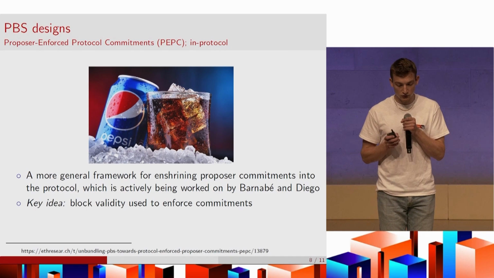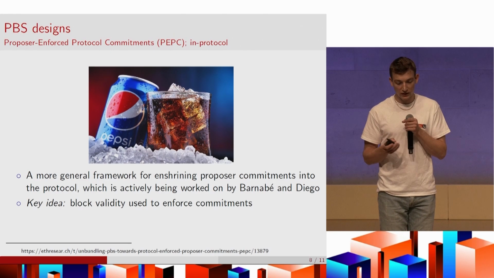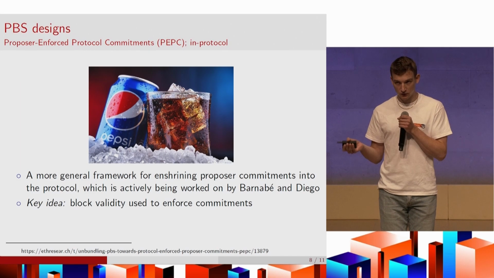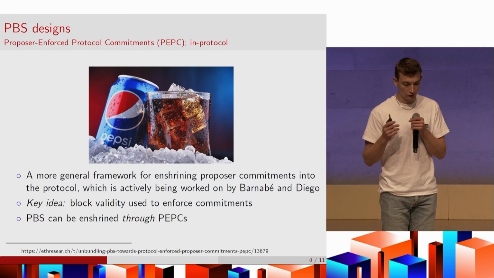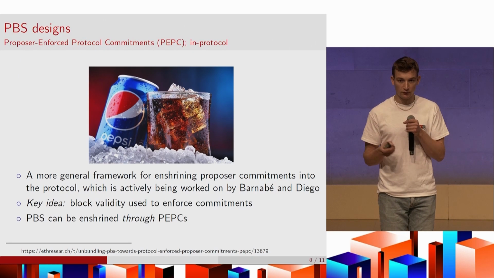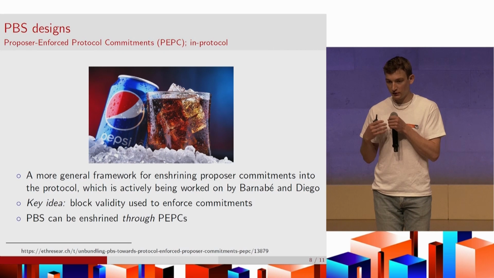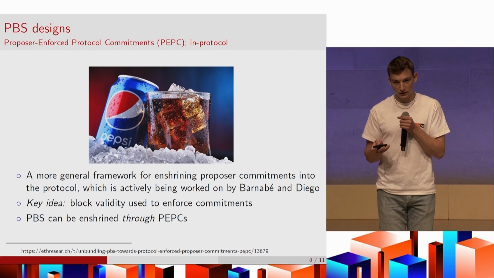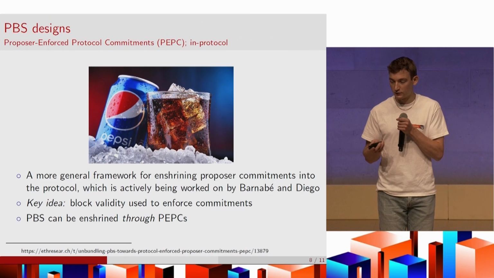And the idea is that you use block validity to enforce commitments. So proposers commit to doing something, and if they don't fulfill that commitment in the block that they produce, that block just won't be valid according to consensus rules. So the cool thing about this general framework is that PBS can be enshrined through these protocol commitments. So you can have a proposer commit to a builder, and then if the proposer's block doesn't include that builder's bid, then the block won't even be considered valid. So the difference here is we check the block validity, and we use that to enforce the proposer commitments rather than the attesting committee.